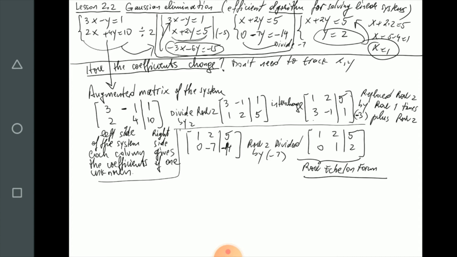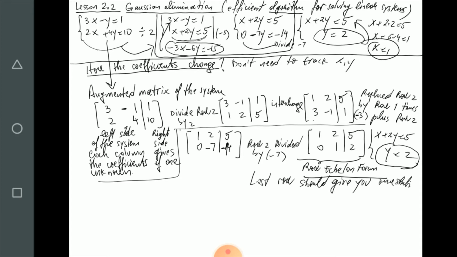So now if you go back to how the system looks in terms of the original variables, the first equation is x plus 2y equals 5, and the second equation is y equals 2. So basically, if you do the row echelon form in the correct way, the last row should give you one solution, or one value of the variables you're looking for. In this context, sometimes it gives you slightly less than that, but the last row corresponds to the easiest equation.